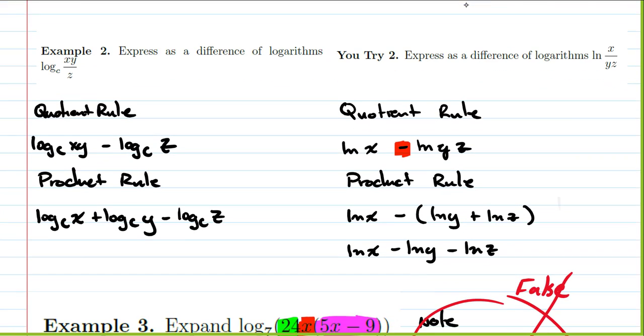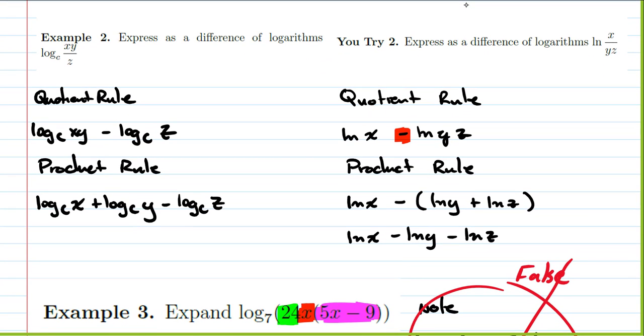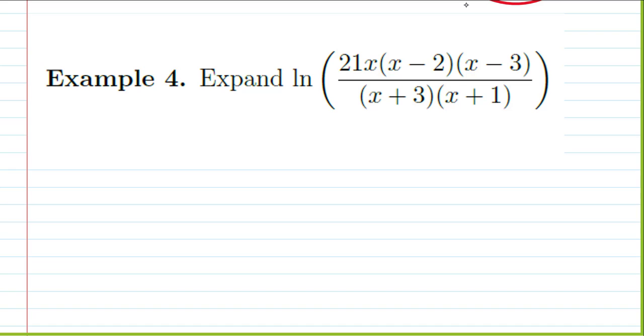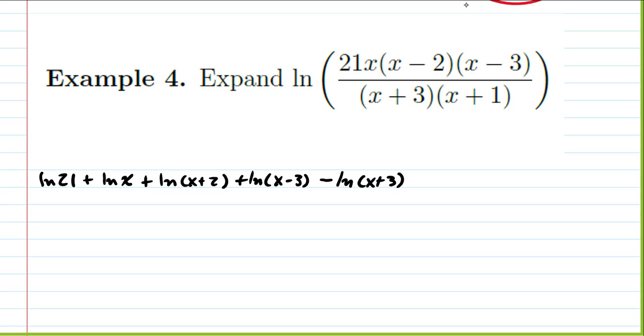Based on the observation that we made up here, the ones in the numerator are going to be positive, and the ones in the denominator are going to be negative. So let's write this out. We'll have the natural log of 21 plus the natural log of x plus the natural log of x plus 2 plus the natural log of x minus 3 plus, nope, ran out of stuff in the numerator. So now minus the natural log of x plus 3 minus the natural log of x plus 1.